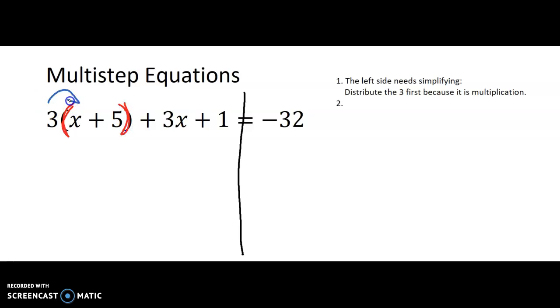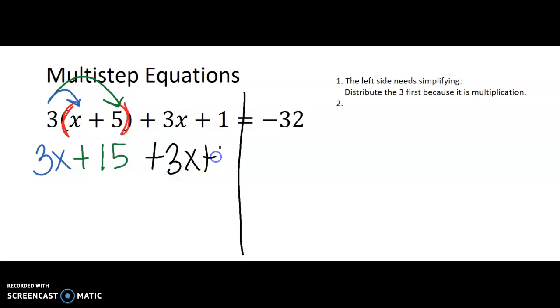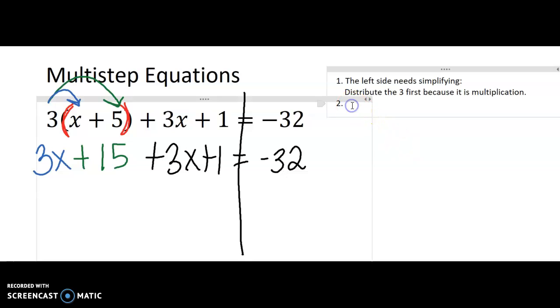So that means I'm going to take the 3 and multiply it to the x. So that's going to give me 3x. Then I'm going to take the 3 and multiply it to 5. So that's going to give me 15. And these two were being added, so I'm going to add a plus. I'm not going to do anything to the 3x and the 1 just yet. So I'm just going to bring it down, because there's nothing to do there. You can't multiply those, you can't combine those, they are not like terms, and there's nothing to do on the right side. Now if you notice, we have 3x plus 15 plus 3x plus 1 equals negative 32.